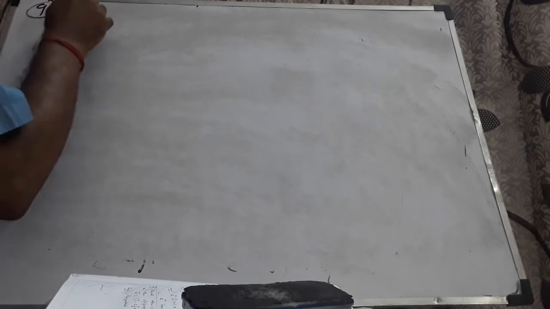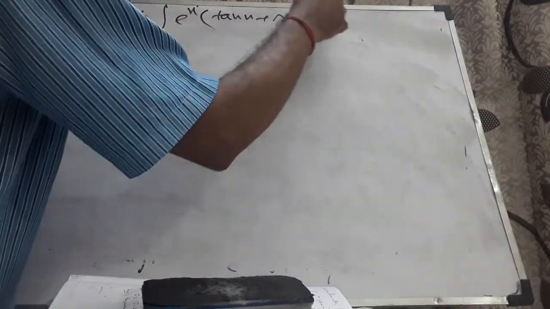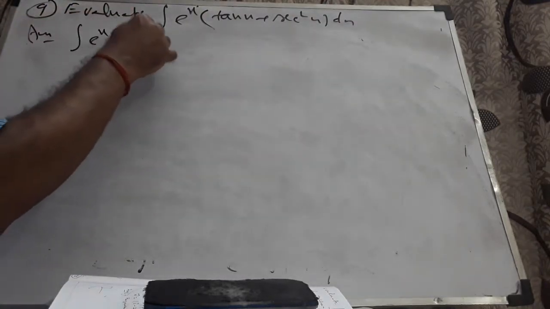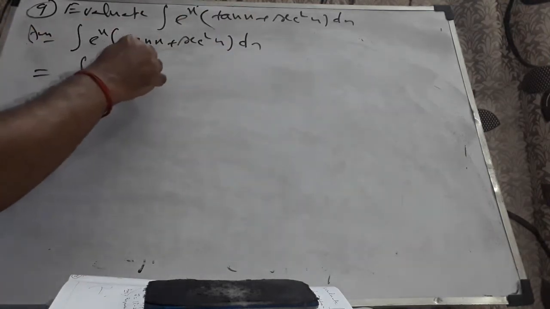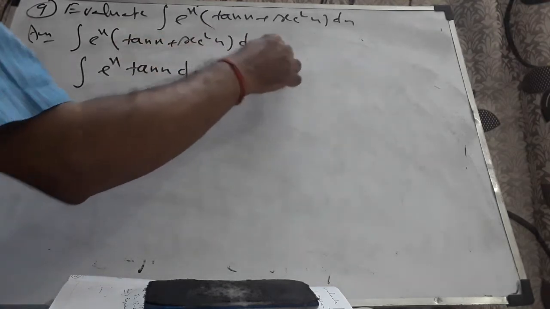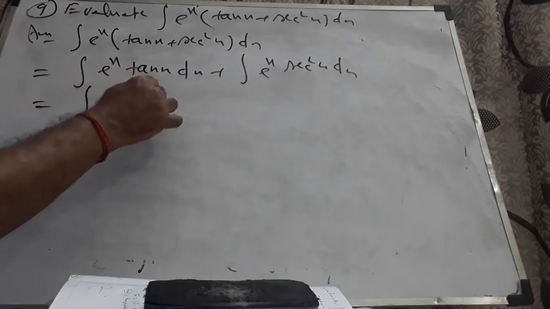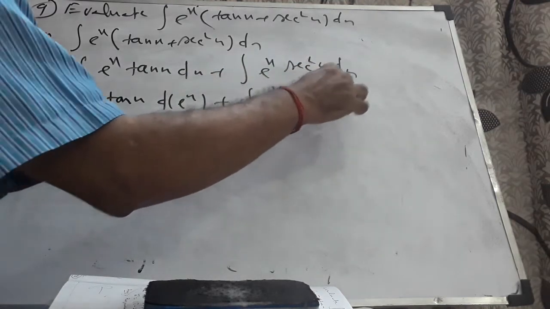Okay, next one, question number 9. Evaluate. It is given integral e power x into tan x plus secant square x dx. Answer goes like this: integral e power x into tan x plus secant square x dx is equal to integral e power x tan x dx plus integral e power x secant square x dx. Here I will write it as tan x into d of e power x plus integral e power x into, this can be written as d of tan x.